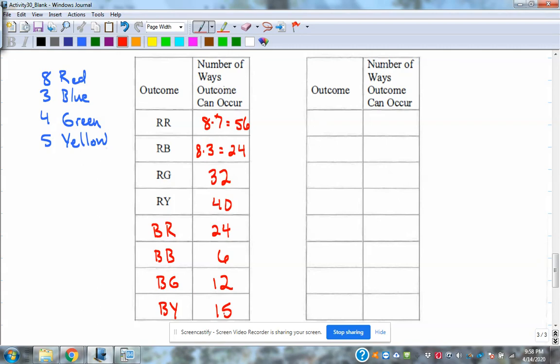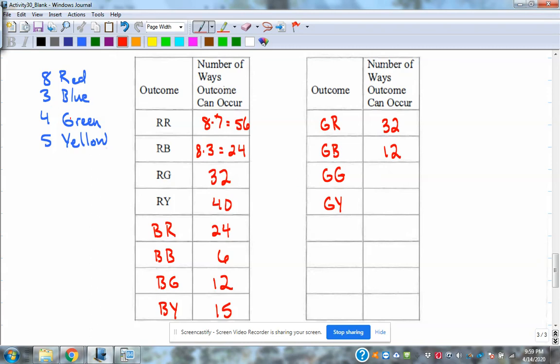Okay, the next outcome that could happen, let's say we drew the green card first. Green, red, green, blue, green, green, and green, yellow. Okay, green, red, 4 times 8 is 32 ways. Green, blue, 4 times 3 is 12 ways.